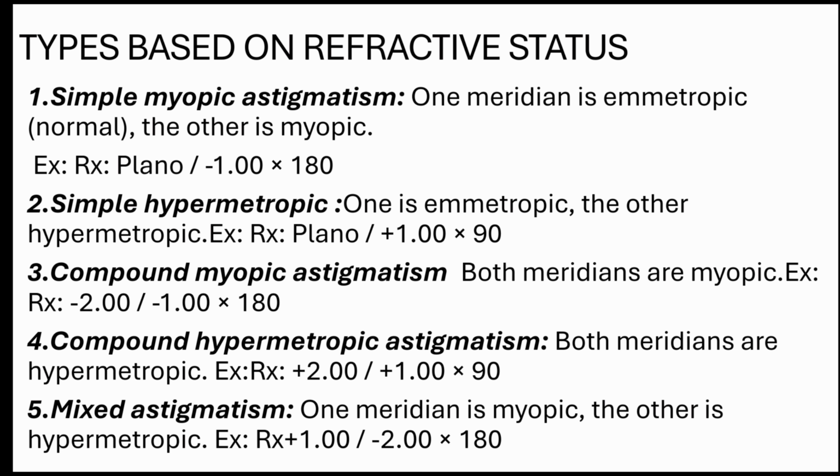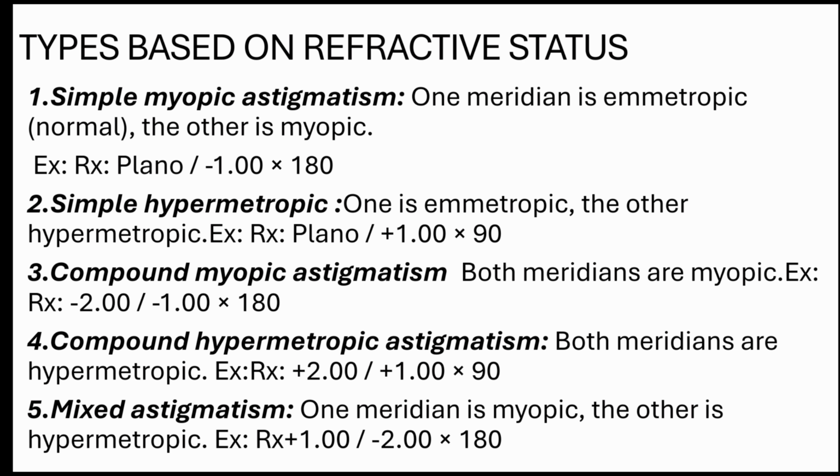And here the other types based on refractive status. First one is simple myopic astigmatism. It occurs when one meridian is emmetropic and the other meridian is myopic. Example, we can see here plano with -1 into 180 degrees. In simple hypermetropic astigmatism, one meridian is emmetropic and the other is hypermetropic. Example, plano with +1 into 90 degrees.